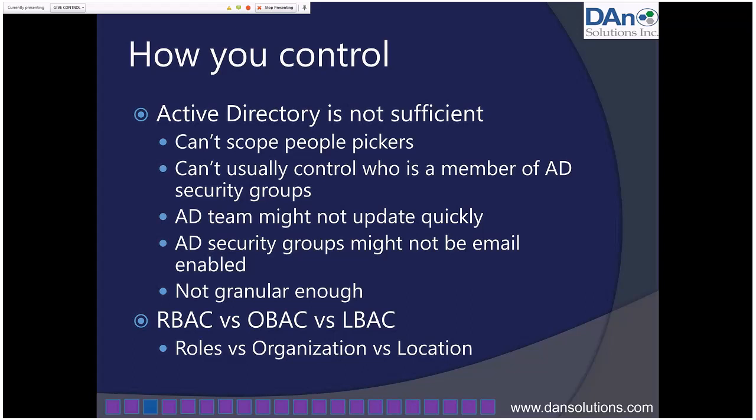Those 80 security groups might not be email enabled. So if you want to email a particular group, you can email your permission groups, but if they're filled with 80 security groups that are not email enabled, they're not going to receive them. To me, it's not granular enough.